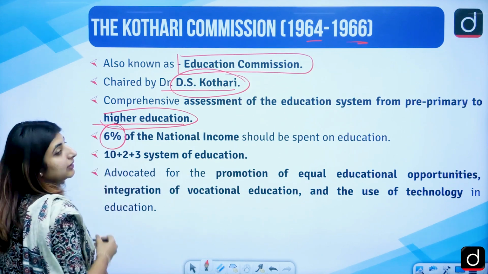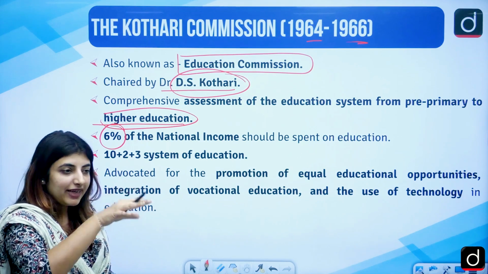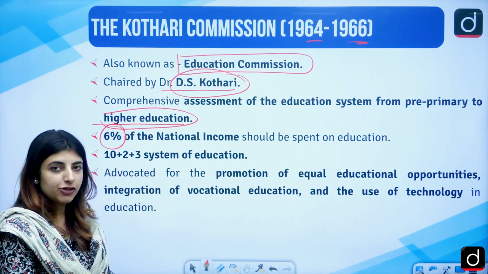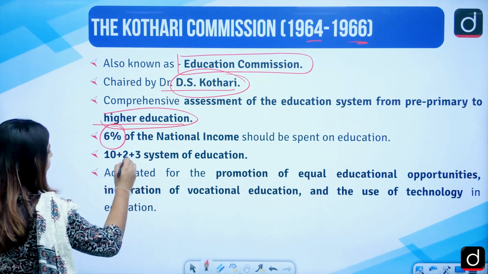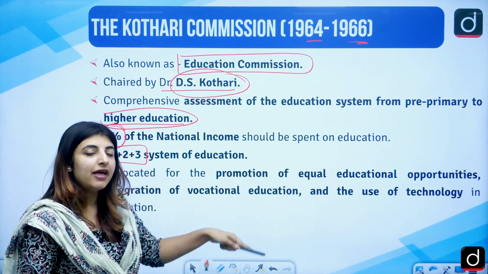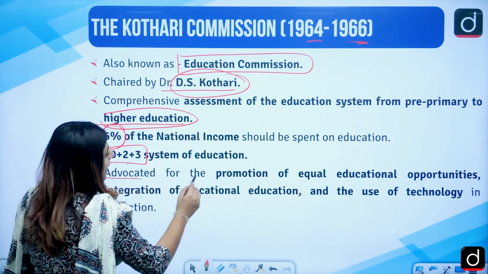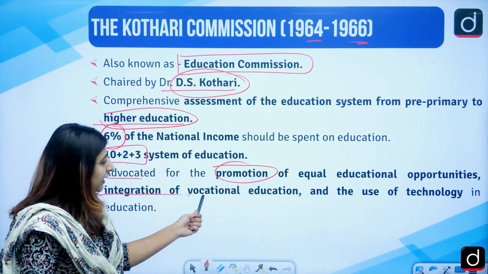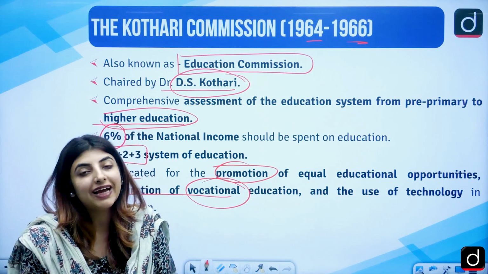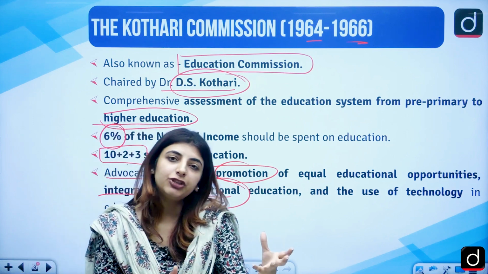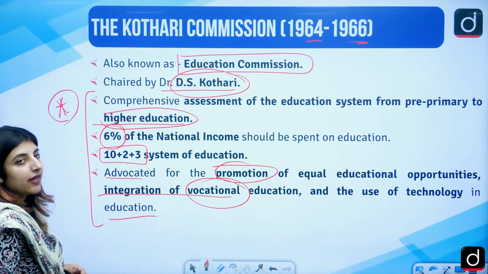It also said that 6% of the national income should be invested in education, because the citizens of India are supposed to be educated, and hence at least 6% of the national income should be invested in education. It also introduced the 10 plus 2 plus 3 system of education: till 10th, then 11th and 12th, that is the 2, and 3 years for the bachelor's part. It advocated the promotion of equal educational opportunities, integration of vocational education, and the use of technology in education, digitizing things a little to make students curious. So this commission is really important for the next things.